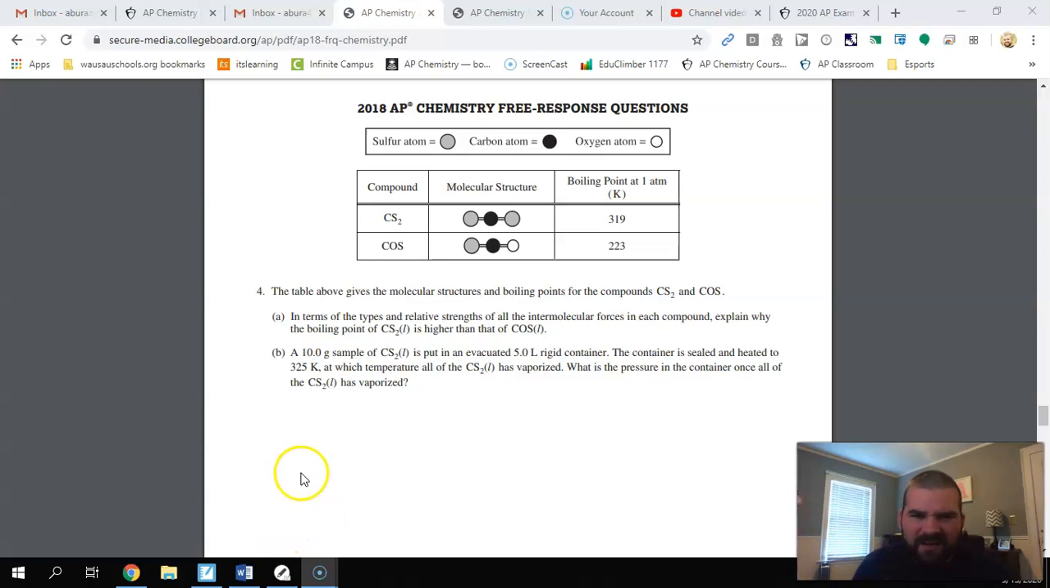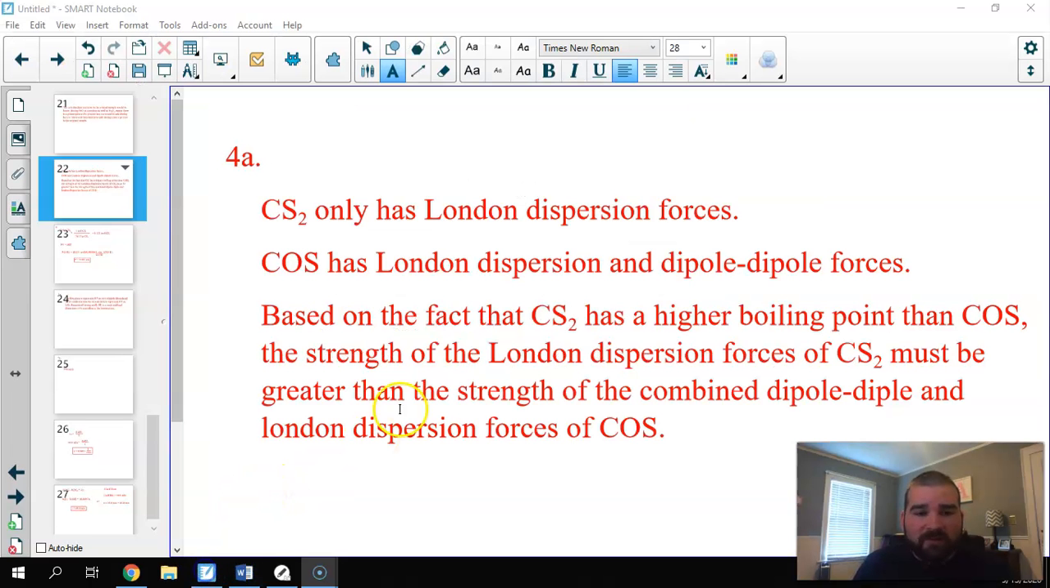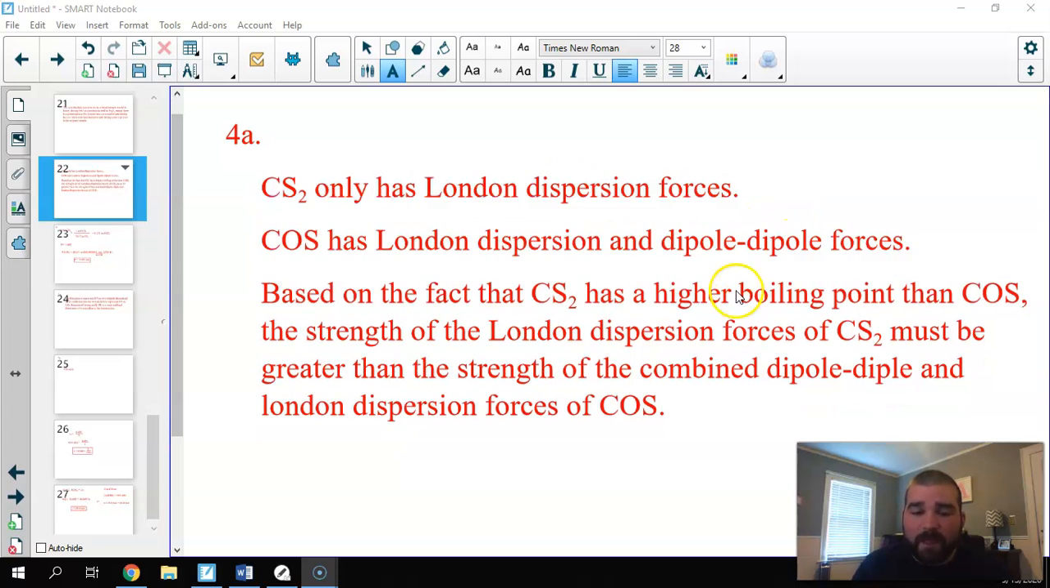And it's not a profound explanation. We're not going to go very deep into it. All they're looking for us to do here is to say, okay, this molecule has London dispersion, this one has both London dispersion and dipole-dipole, but based on the fact that CS2 has a higher boiling point, the strength of the London dispersion forces of that molecule must be greater than the strength of the combined dipole-dipole and London dispersion forces of COS. That's it. That's all we can really say. That's all they want you to acknowledge, is that the intermolecular forces must be stronger in CS2 than in COS.